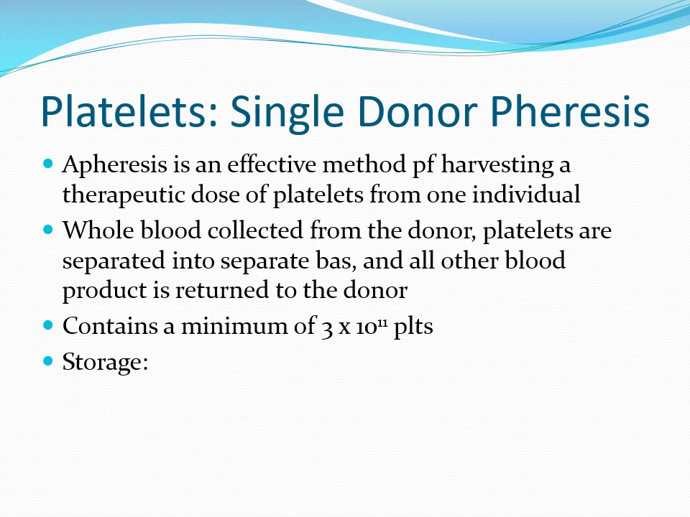So most platelets now are going to be single donor pheresis or single donor apheresis platelets. So an apheresis is an effective method of harvesting a therapeutic dose of platelets from one individual. Whole blood is collected from the donor, and platelets are separated into separate bags with all the other blood products returning to the donor, very similar to a double red cell collection. These are going to contain a minimum of 3 times 10 to the 11th platelets. The storage for this is like, again, regular platelets. It's going to be 20 to 24 degrees Celsius for about 5 days.